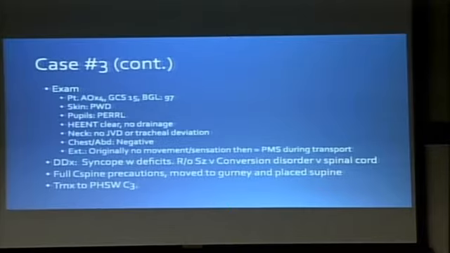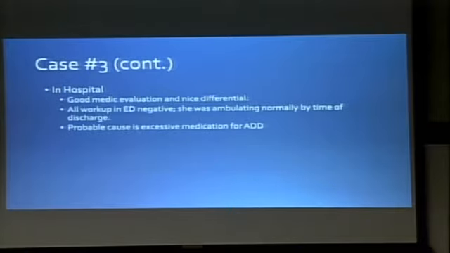Full C-spine precautions, moved to the gurney, placed supine, transported. Because all the vitals and everything were okay, they didn't get excited, they didn't start IVs, didn't do all that sort of stuff. And so this is my comment on them: they had a really nice evaluation, and it was a good differential. And they did what they were supposed to do. The workup in the ED was entirely negative. She was ambulating totally normally at the time of discharge.